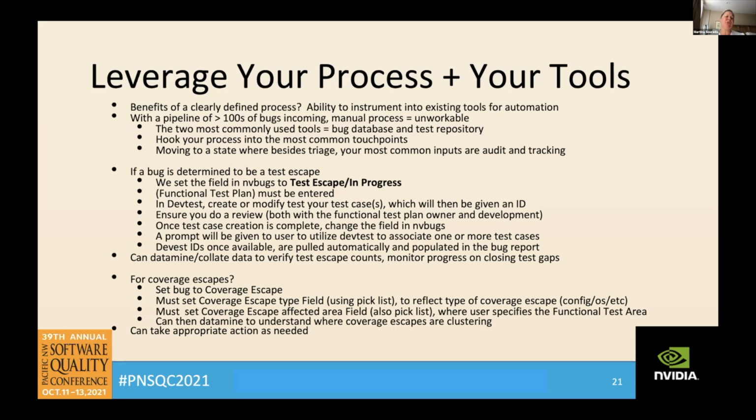So just two things to note. The way we set this up, when we identify test escapes, when we're working on it, the field is set to test escape in progress. We go off, we work with the developer, we create the test cases, we're doing all the work in dev test to actually get those in. These end up getting issued IDs. And then when we go back, we can flip that flag in NV Bugs and tell it, okay, it's test escape, which means not only did we identify it as that, it's done. We've actually made the test cases. The NV Bugs tool can actually go into the dev test repository, find those IDs, and then pull all that information into the bug report.